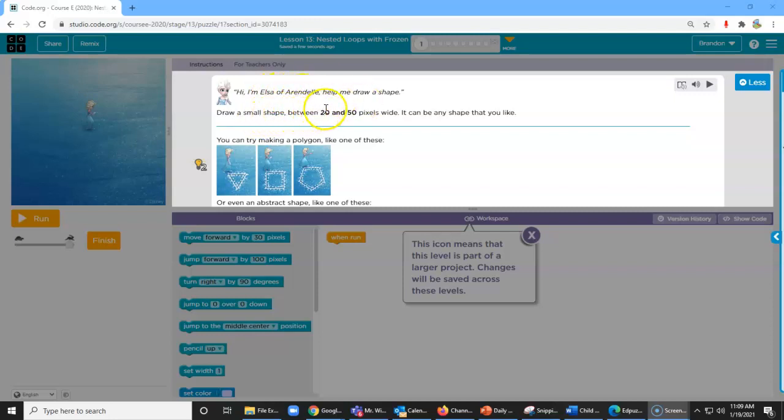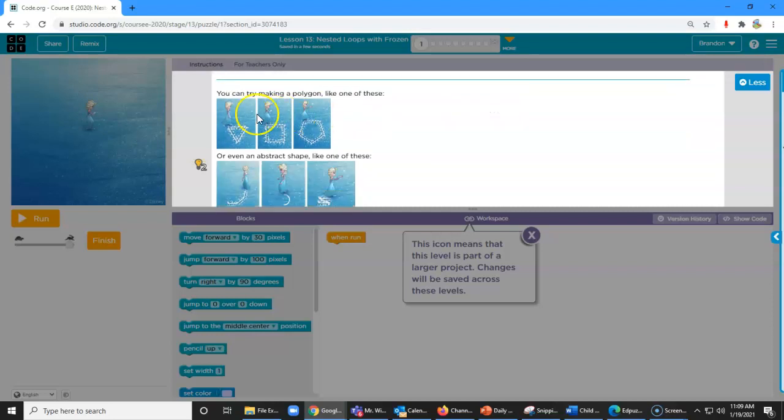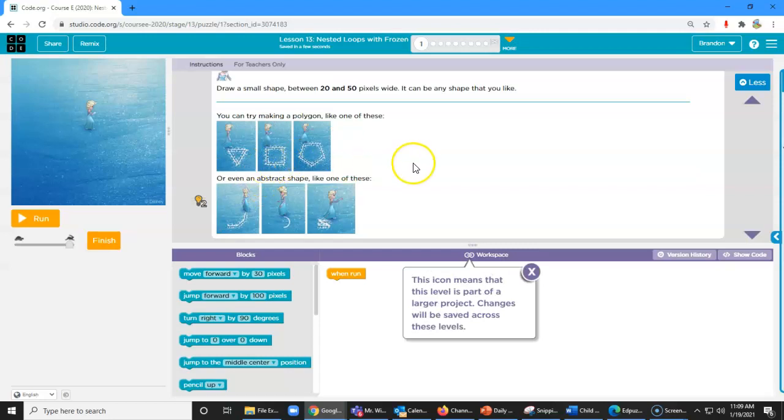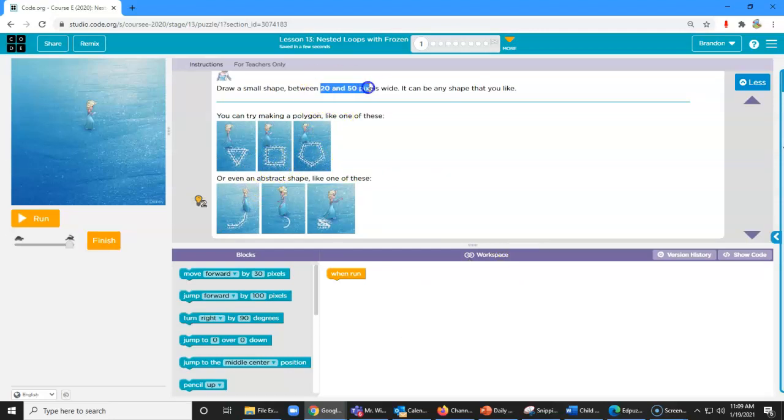So draw a small shape between 20 and 50 pixels wide, so it can't be bigger than that. It can be any shape you like. So it can be something like this, or we can do something different like a zigzag or a circle, but we're just drawing a shape. So let's begin. Our only requirement is that it can't be bigger than 20 to 50.